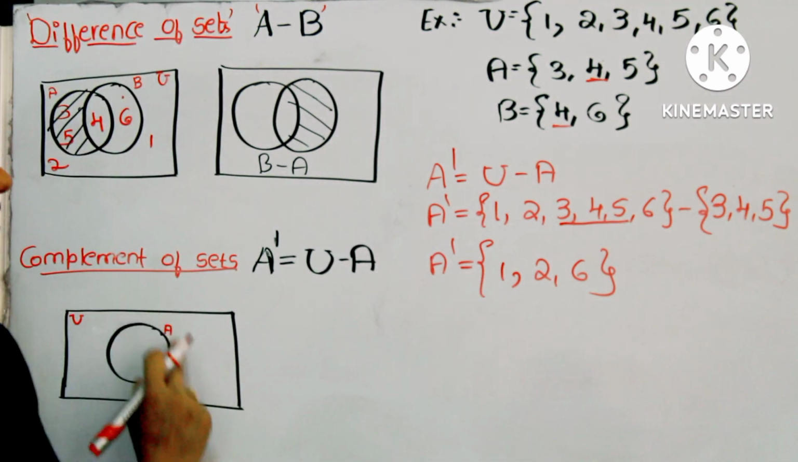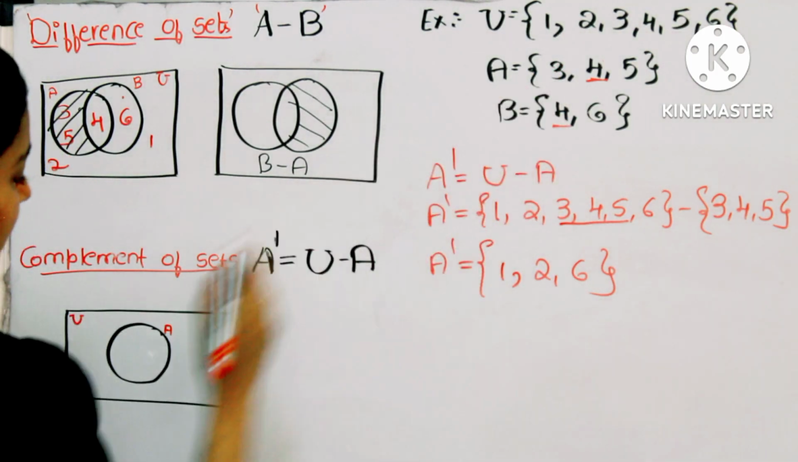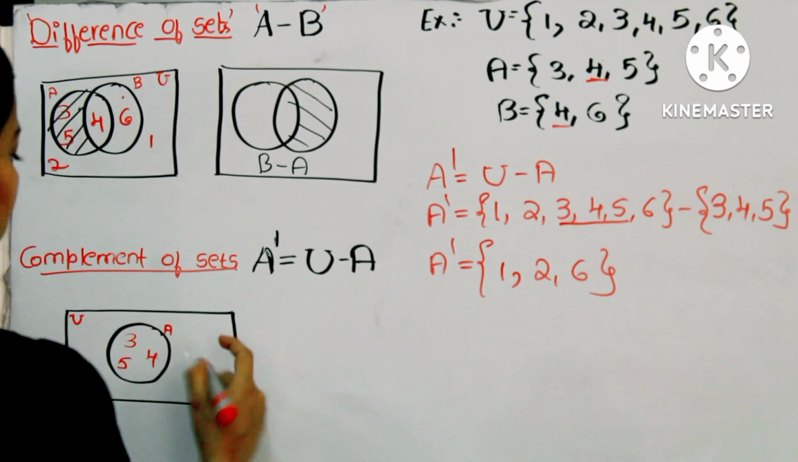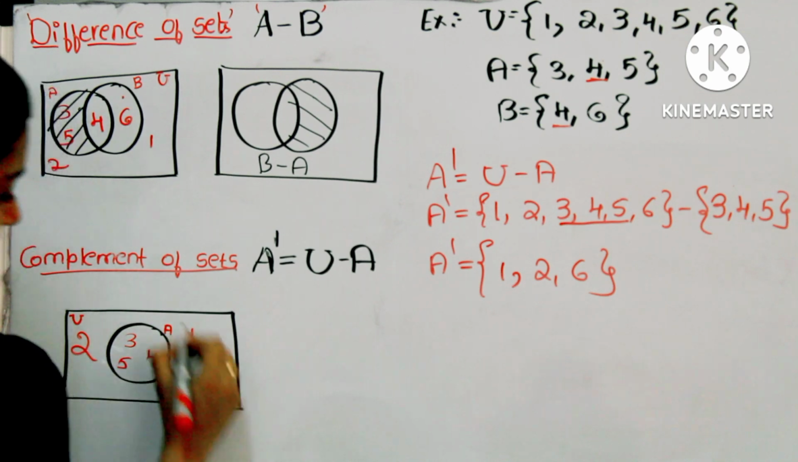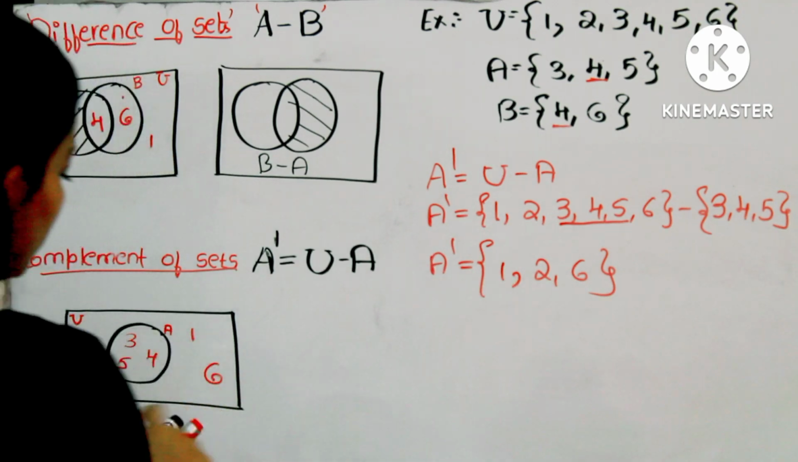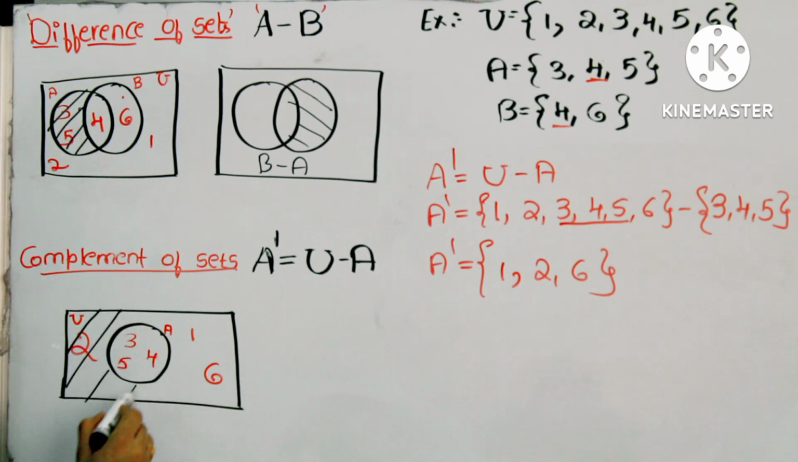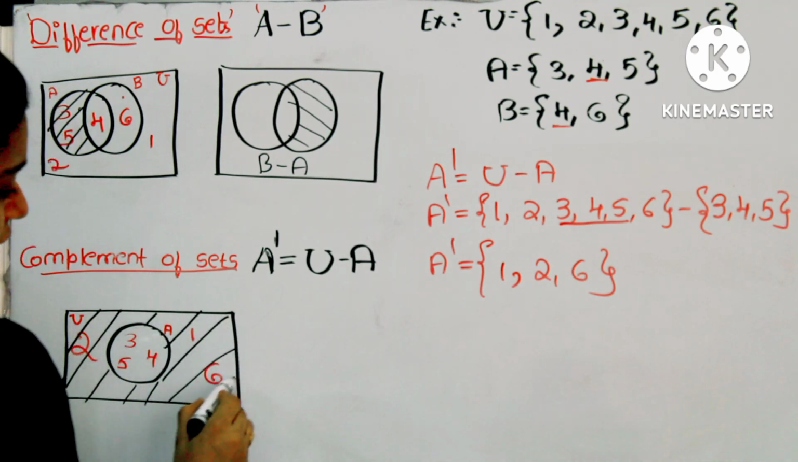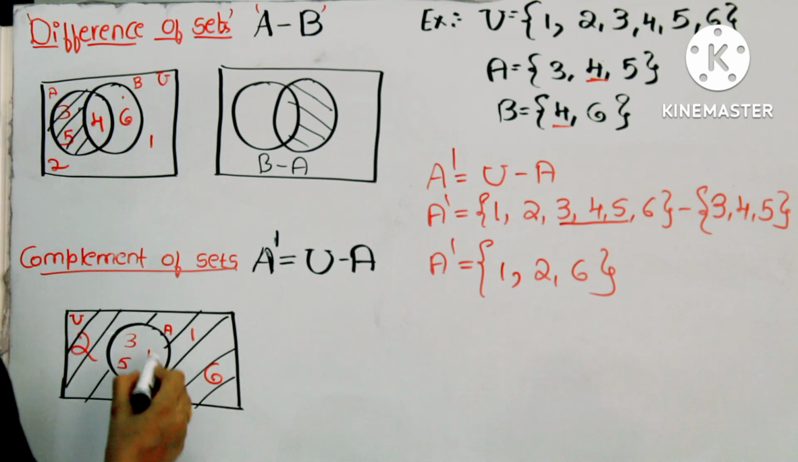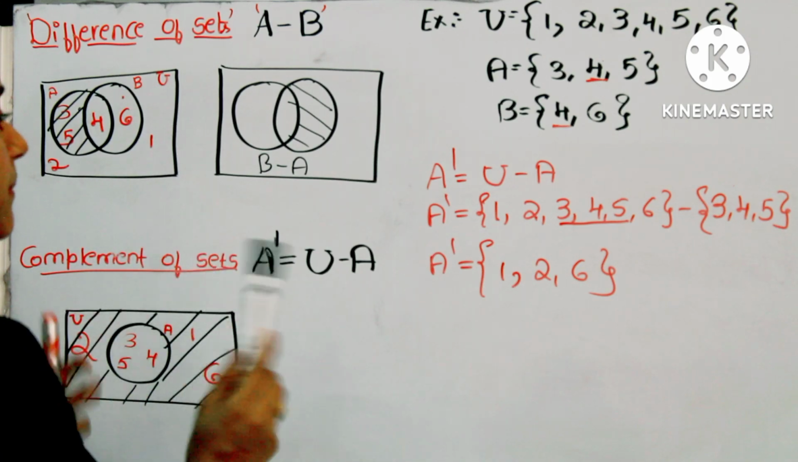Then when you represent it in a Venn diagram, see here, what is A? A is 3, 4, 5. After removing this, what is remaining in U? 1, 2, 6. So A complement is 1, 2, 6. Can you see where 1, 2, 6 is? That is only in this portion. So this is the A complement shading. You should not shade for A; other than that, you have to shade. That is A complement. So this is the complement of a set.